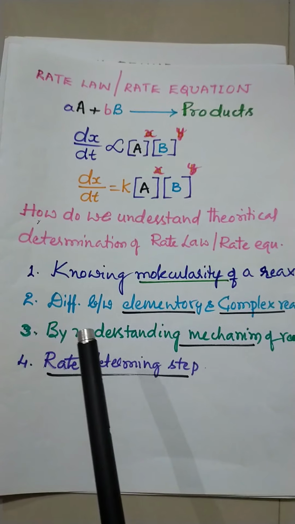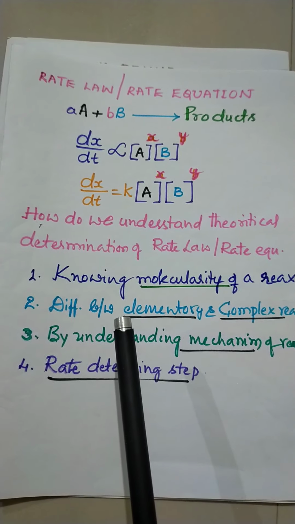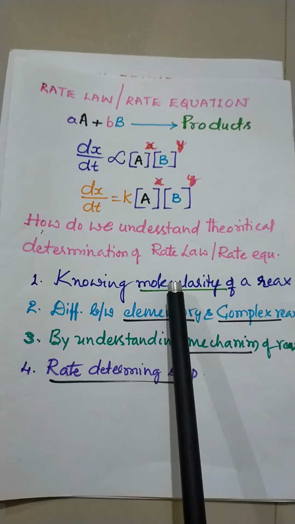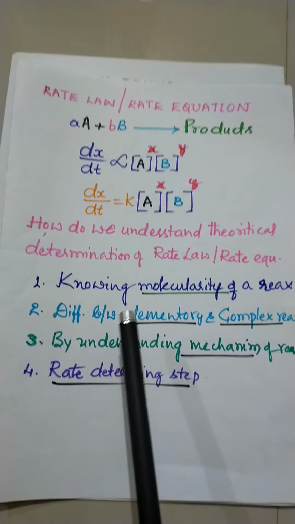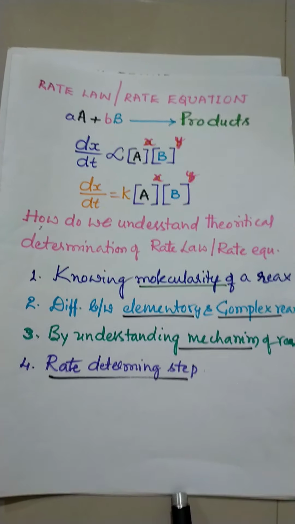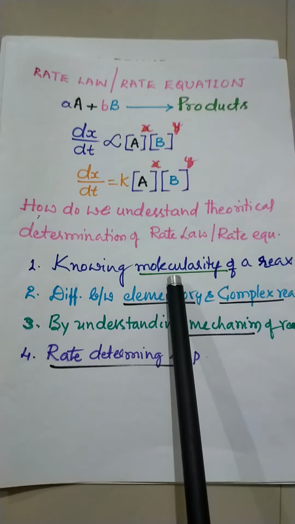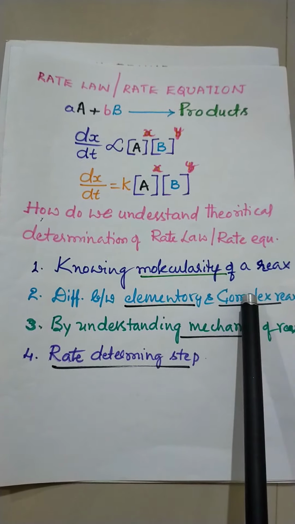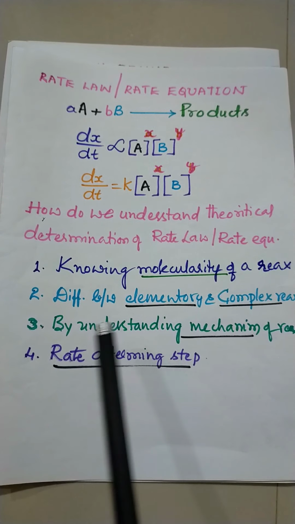The third point is there. Please listen. How do we understand the theoretical determination of rate law? Means by knowing molecularity, and by knowing the differences between elementary reactions and complex reactions. For which reactions does the molecularity apply? Molecularity applies only for elementary reactions but not for complex reactions. So we will come to that later.